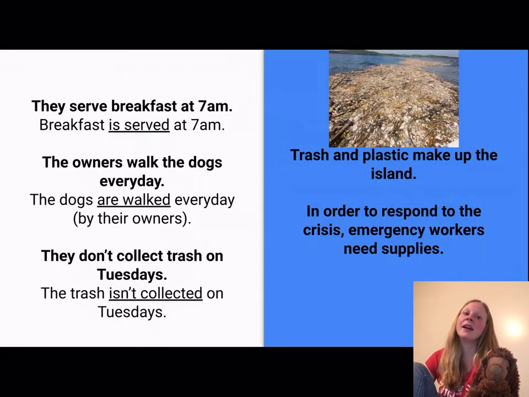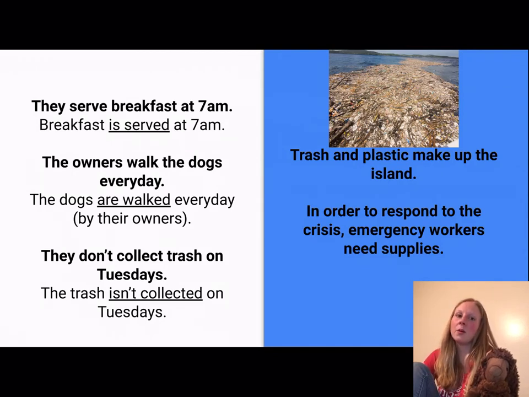Now, here we have some active sentences on the left with the passive sentence underneath it. So the first one, they serve breakfast at 7 a.m. So if you go to a hotel, maybe you walk in and they wouldn't say to you, we serve breakfast at 7 a.m. They would tell you, breakfast is served at 7 a.m. So, you know the most important things. It doesn't matter who's serving it. It just matters that it is being served.